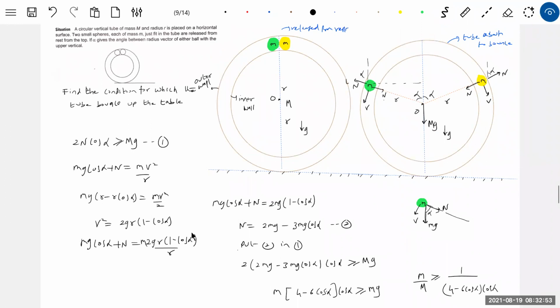Any reason what makes the tube bounce up? Because as the ball is sliding, it will lose contact here. It will go and strike this particular outer wall. The normal contact will act. This normal contact now, if it is greater than the weight of the tube, the tube is going to bounce up. For that we have brought it here. The application we did there is being asked here in a different way.